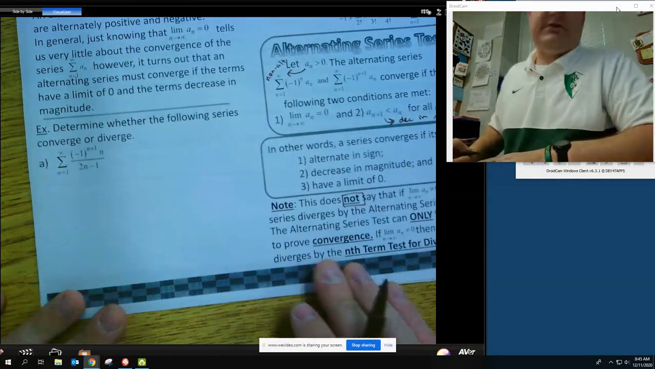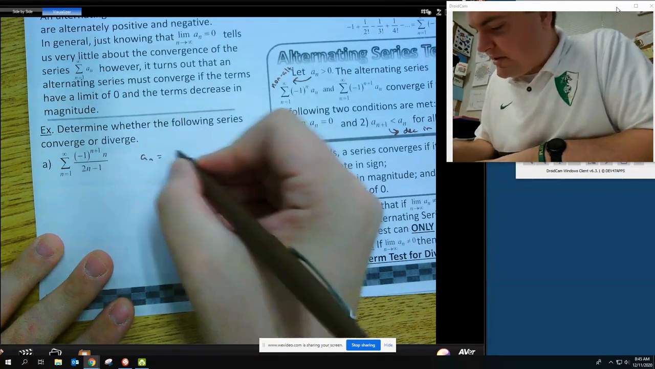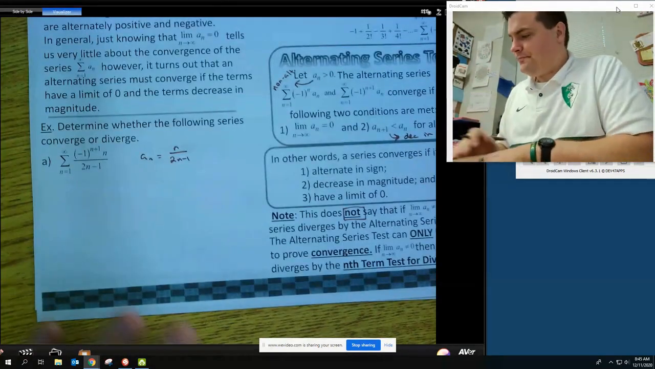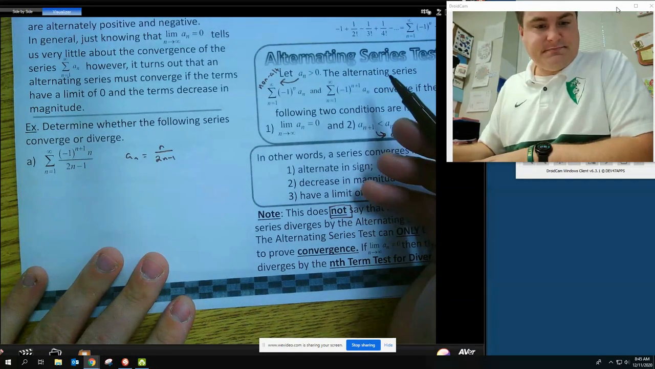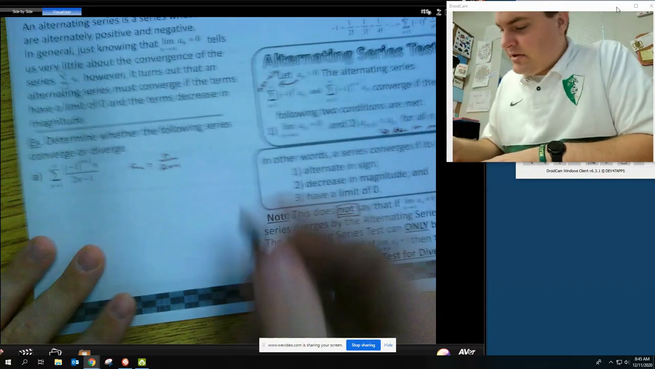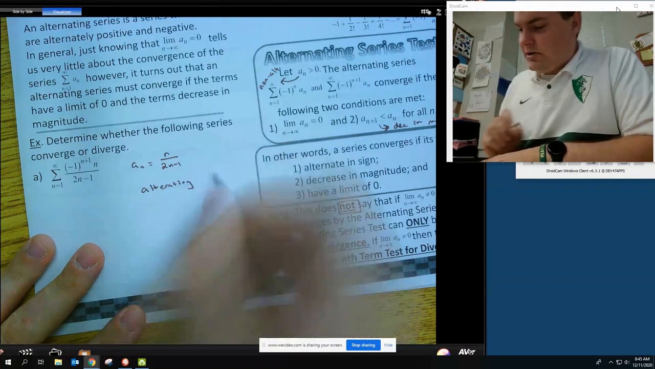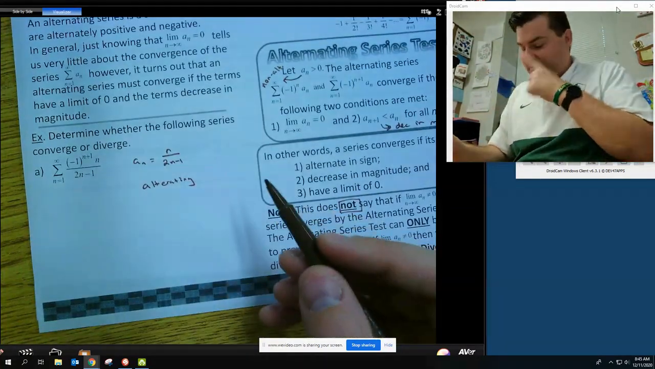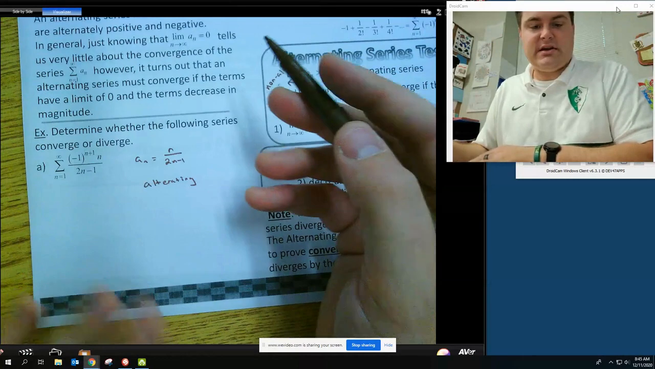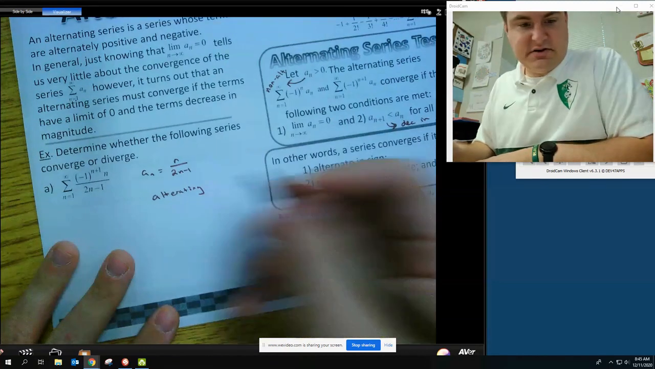So let's go through this first example right here. First off, my a sub n term is everything that's not alternating. So that's the guy I'm going to be looking at here. So let's go ahead and go through this, using the alternating series test. This is alternating because I got that -1. This is decreasing in magnitude, which means that it's going to get smaller. And again, that happens because my denominator is getting larger and larger every single time. So I can say that this is decreasing in magnitude.